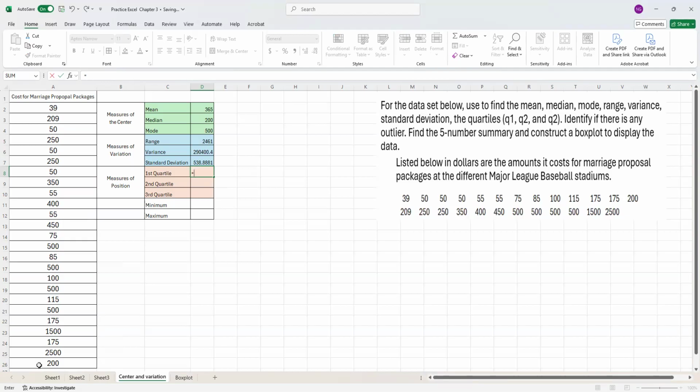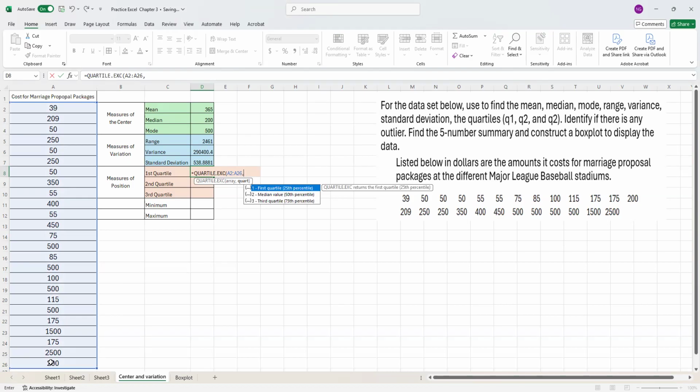The five number summary is the minimum, first quartile, second quartile, third quartile, and the maximum. So for now, I can add anything I want here. For the quartiles, I can hit quartiles and take the first one, and I take the whole data set. After I pick up the array with a comma, I need to say which quartile I want to do. Do I do first quartile, second quartile, or third quartile?